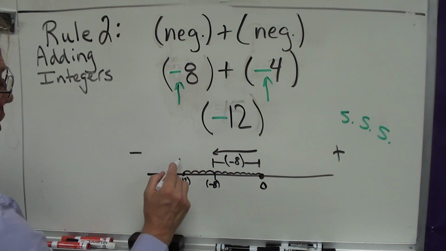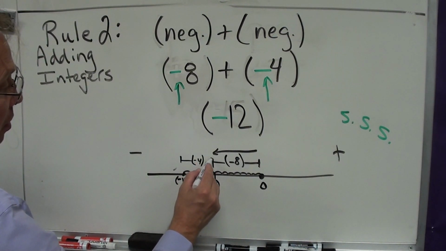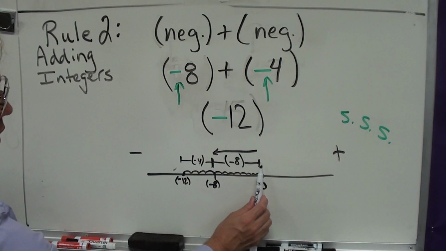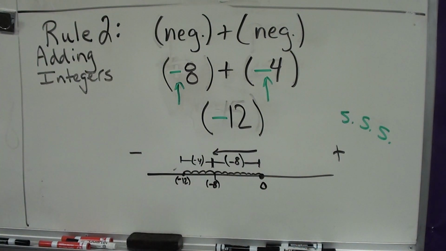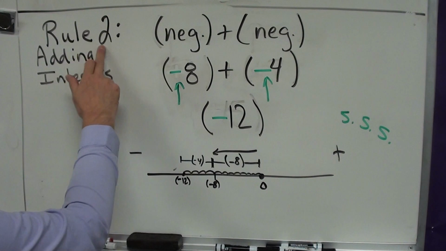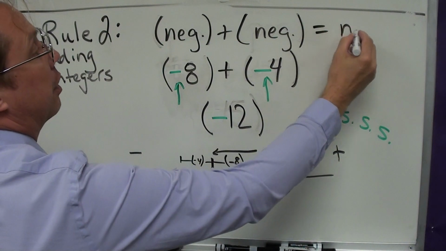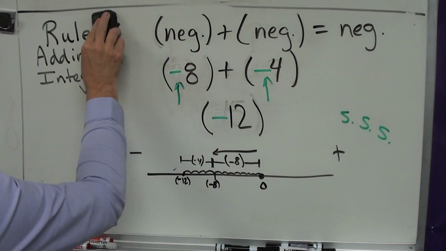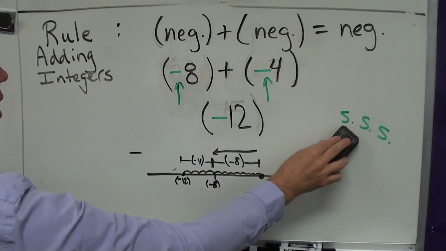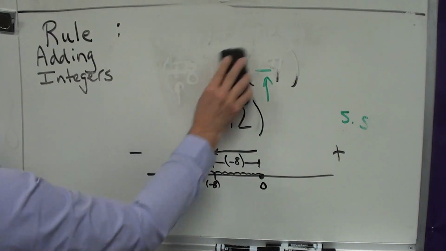This interval was negative 4. So I started at 0, I went negative 8, and then negative 4. So the rule of thumb is for Rule 2, a negative plus a negative equals a negative when I am adding integers. Okay? So Rule 1 and Rule 2 employ same sign sum. When I have the same sign, positive or negative, I look for the sum of the two integers.